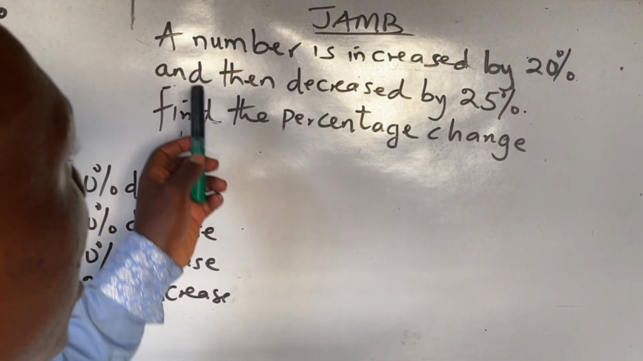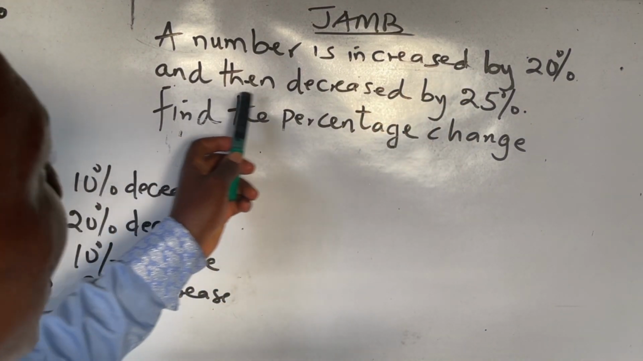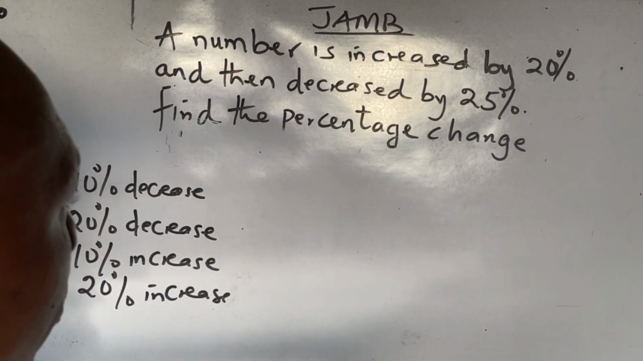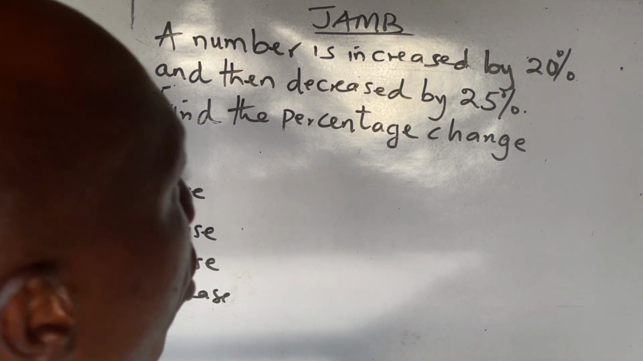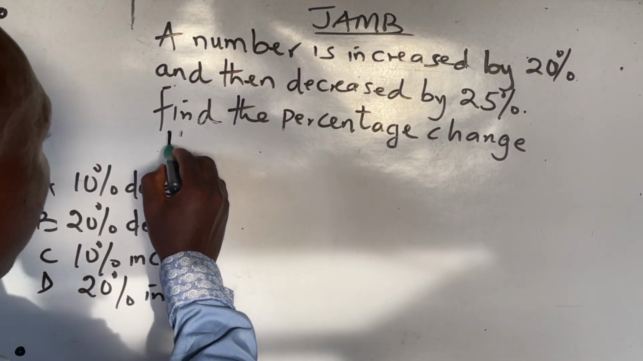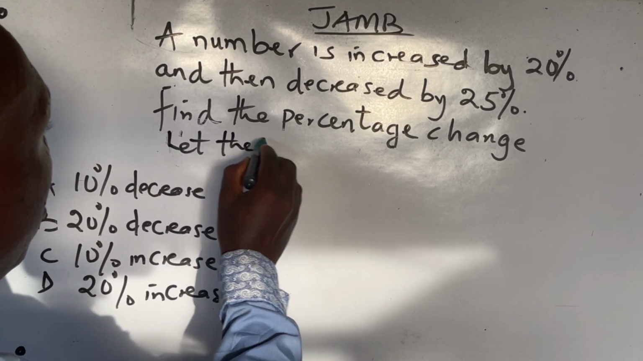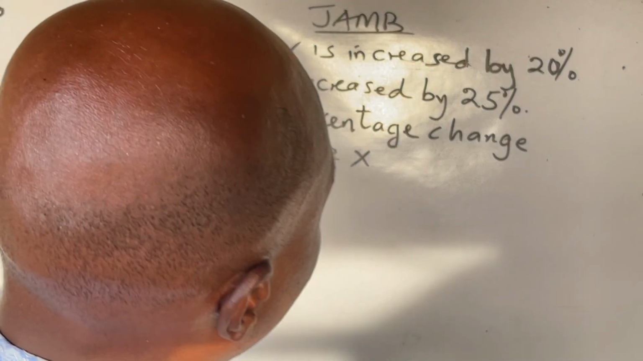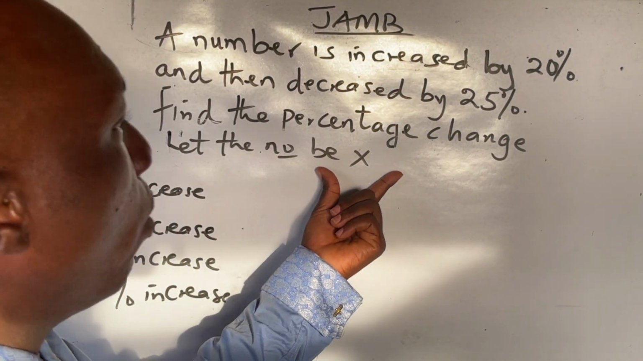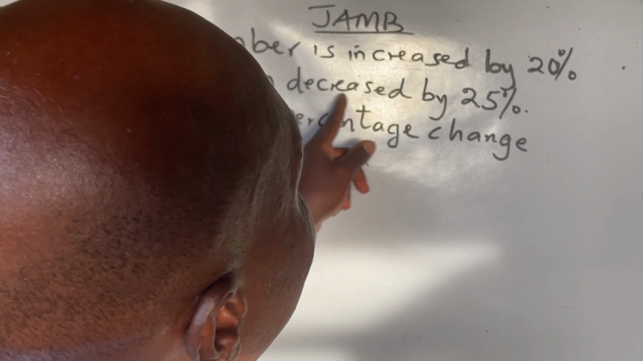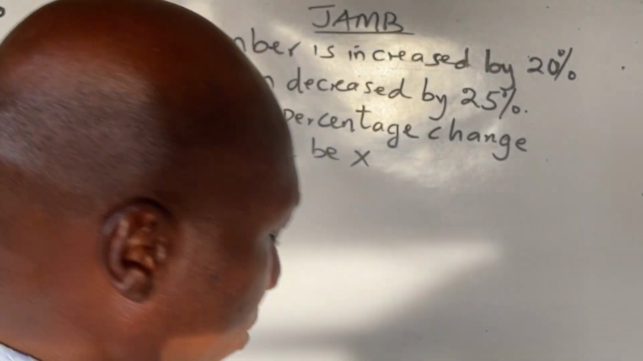So we have: a number is increased by 20% and then decreased by 25%. Find the percentage change. Before we can solve this question, let the number be x. So if the number is x, that is our original value. We're told that this x is increased by 20% and then decreased by 25%.